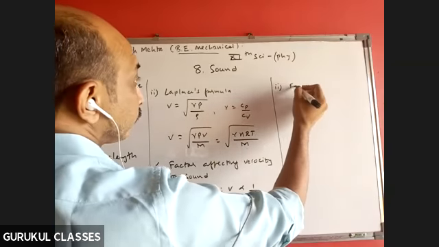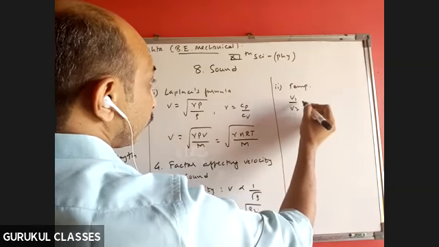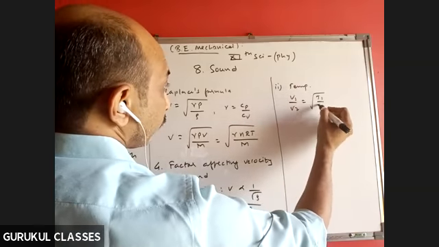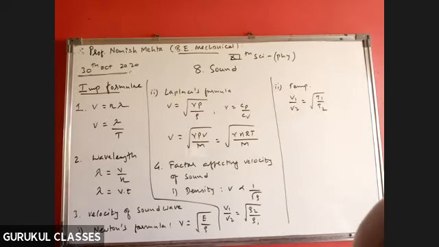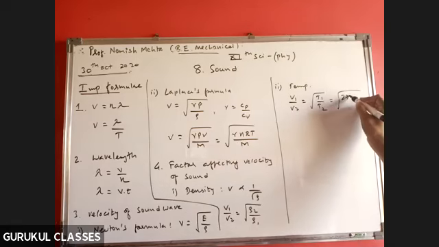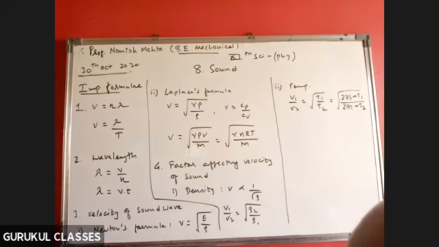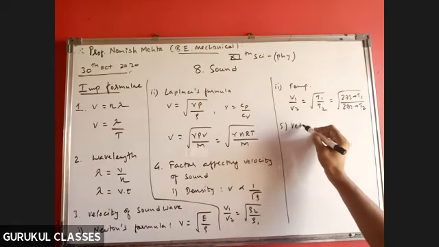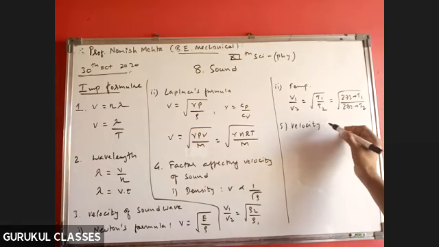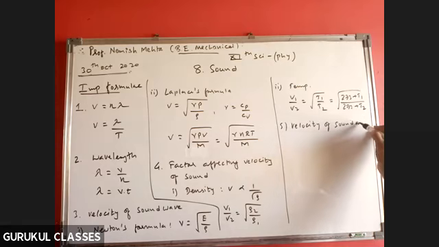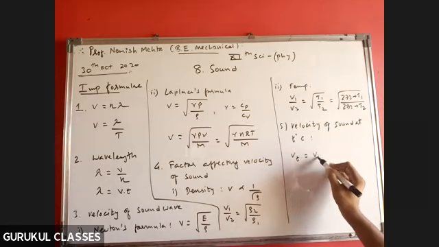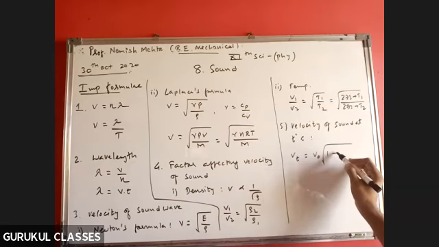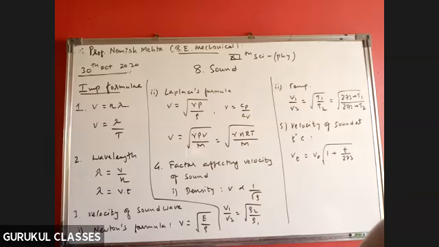Temperature. Also convert to Kelvin, so 273 plus T1, 273 plus T2. Velocity of sound at T degree C, Vt is equal to V0 root of 1 plus T by 273.